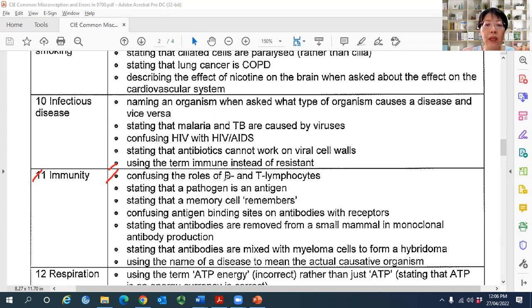Confusing the roles of B and T cells. This one means you go and learn up. What is the role of B cells and T cells? Just go and learn up. If you need me to explain, tell me. I'll explain everything. Just now, I explained almost everything.